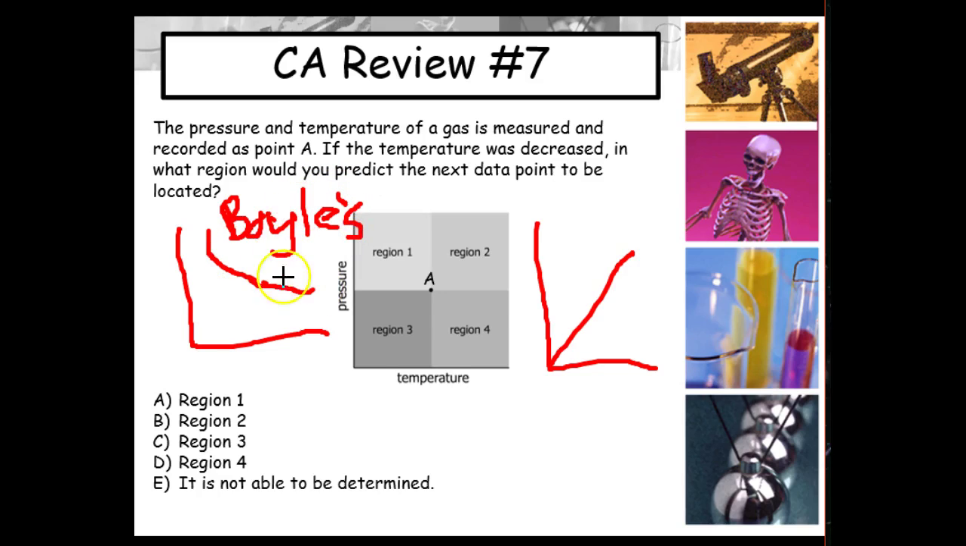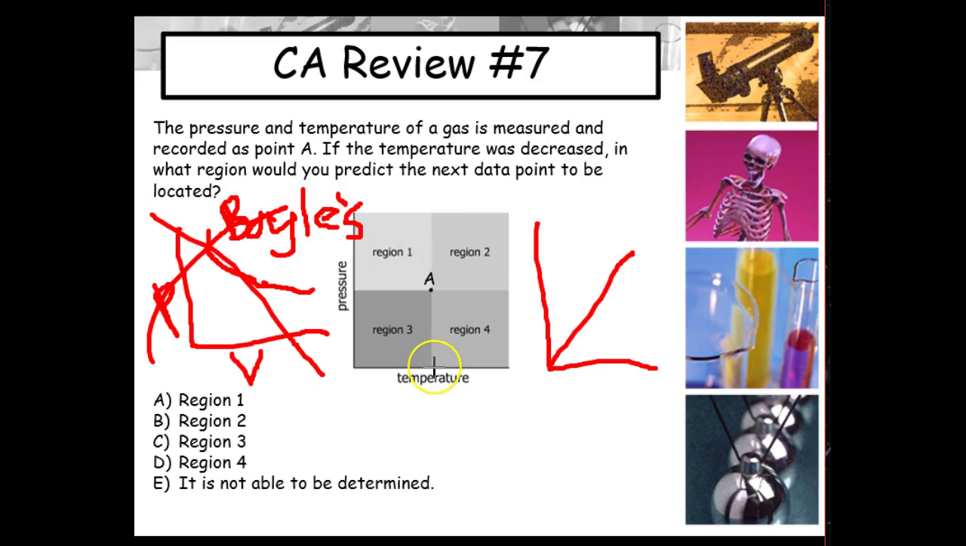Okay, this is Boyle's, right? And Boyle's only involves pressure and volume. So the only time you should ever pick the inverse graph is for pressure and volume. All other gas laws are direct relationship. So you have to check the labels here. This is pressure and temperature, so that is not Boyle's law, which means it is not an inverse relationship. It is a direct relationship.